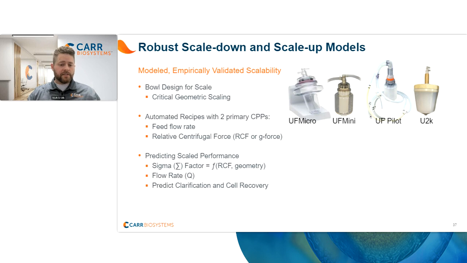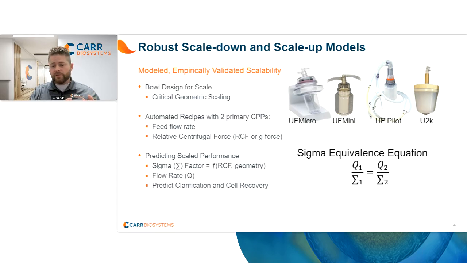The sigma factor is a function of your RCF, your centrifugal force, and the geometry of the bowl, which we carefully control. And when we put that together with the Q, or the flow rate, we can have predictable clarification and cell recovery across scales through the sigma equivalence equation, which says that the flow of the first centrifuge divided by the sigma of the first centrifuge should equal the flow of the second centrifuge divided by the sigma of the second centrifuge. And when those are equal, you would anticipate having equivalent performance.